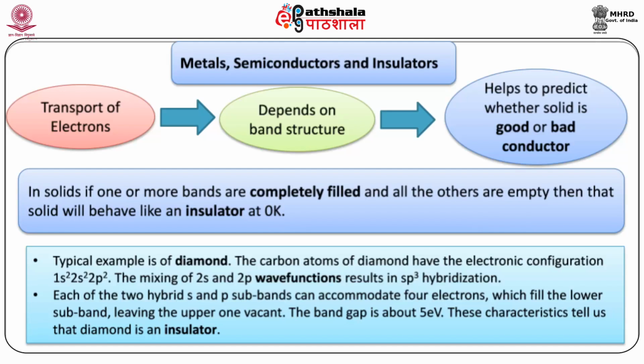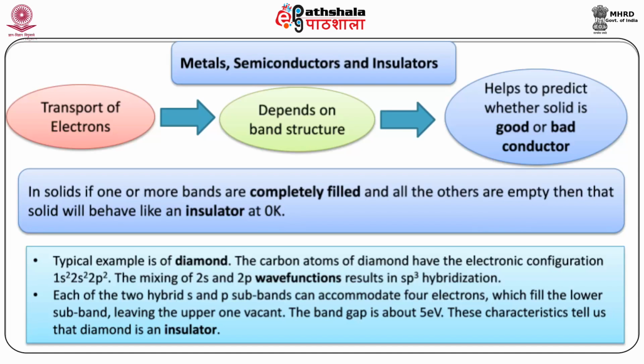From this we understand that in solids, if one or more bands are completely filled and all the others are empty, then that solid will behave like an insulator at 0 Kelvin. Typical example is of diamond.